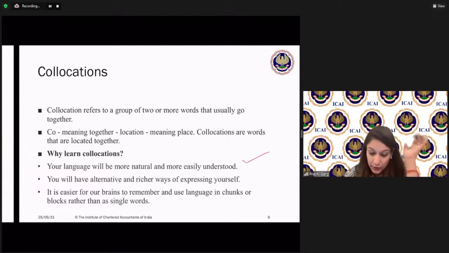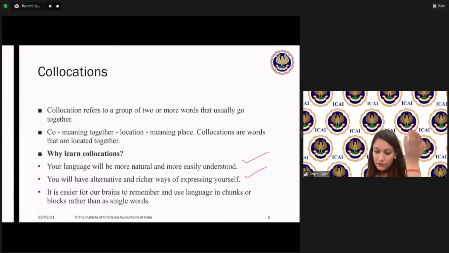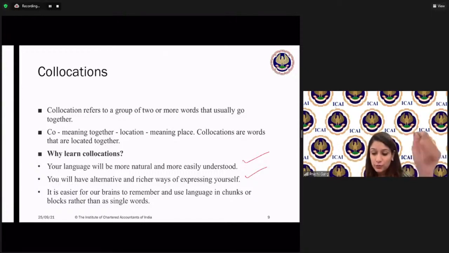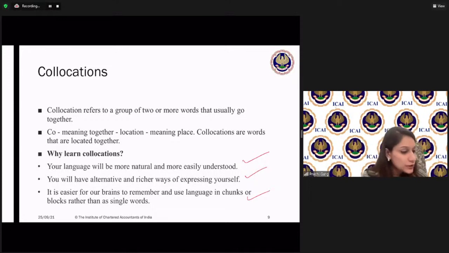You will have alternative and richer ways of expressing yourself. So you get an idea to express yourself in a richer, better way. It's easier for our brains to remember and use language in chunks or blocks rather than single words. So it's easier to remember also. For a brain, scientifically, it's easier to absorb and then use this language.